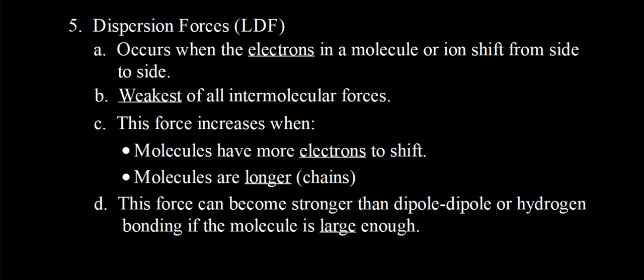London dispersion forces occur when the electrons in a molecule, or ion, shift from side to side. So the shared electrons in a molecule are able to move between the nuclei of the two bonded atoms. They move back and forth. It's tug of war. One atom pulls more, then the other atom pulls more, and those electrons shift from side to side. This is generally the weakest, not always, I'll explain that in a second, but the weakest of all the intermolecular forces.